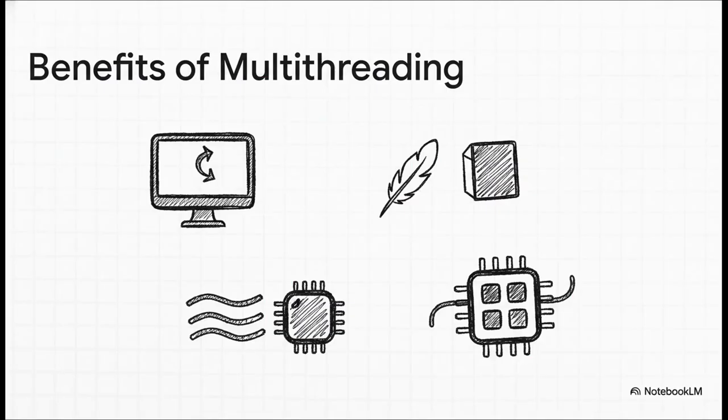And the payoff here is just huge. Your app's user interface never freezes, so it always feels responsive. All those threads are sharing memory, which makes them super efficient and way cheaper for your system to create than firing up a whole new process. Plus, and this is a big one, you get to use the full power of modern multi-core processors. It's really all about doing more work more efficiently.